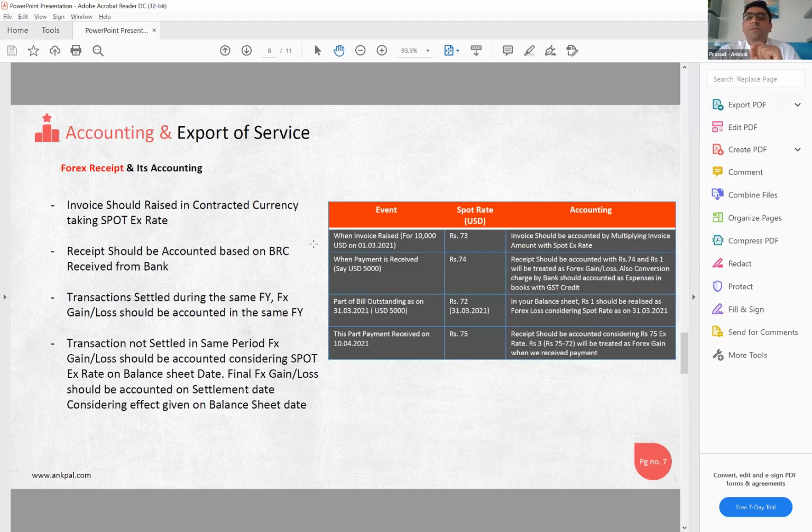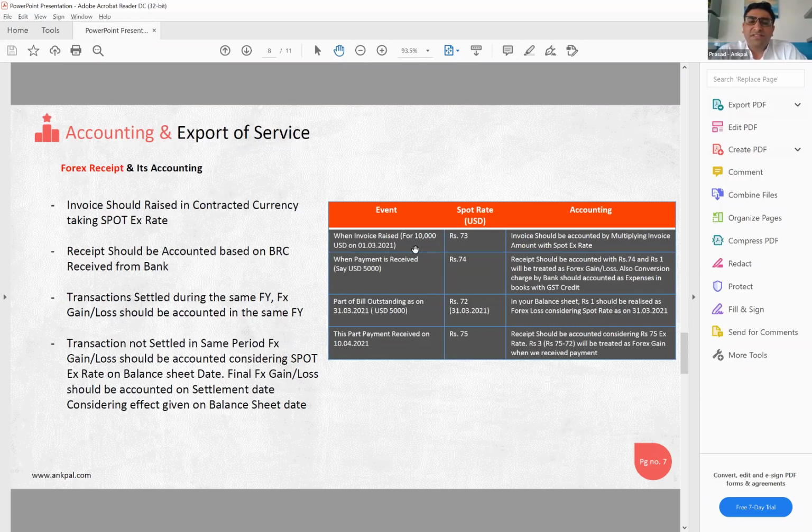And if you receive the payment later on, accordingly you have to recognize the Forex gain and loss. Here I will mention an example for a smooth understanding. When the invoice is raised for 10,000 USD on 1st March, the rate was 73 rupees. When I received the part payment of 5,000 USD, the rate is 74 rupees. So in that case, for 5,000 USD, 1 rupee is my Forex gain, and I have to account the Forex gain on the date when I received that payment.